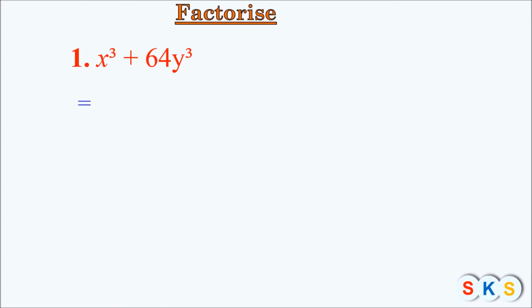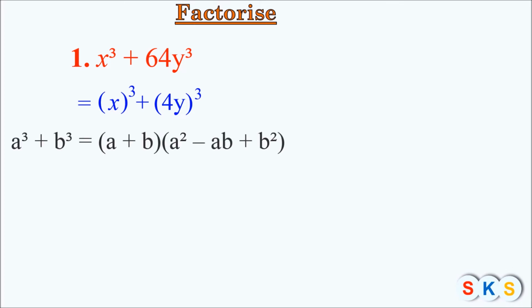So here we will get the first term is cube of x, so we will write here x the whole cube, plus second term is cube of 4y, so we will write here 4y the whole cube. Now your question is converted in the form of a cube plus b cube. So to factorize this, we will use the formula a cube plus b cube equals to a plus b into a square minus ab plus b square.